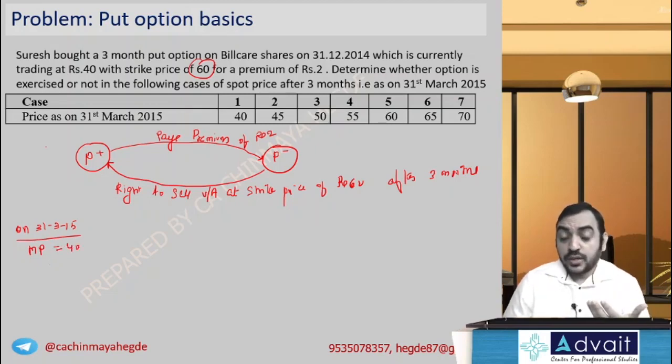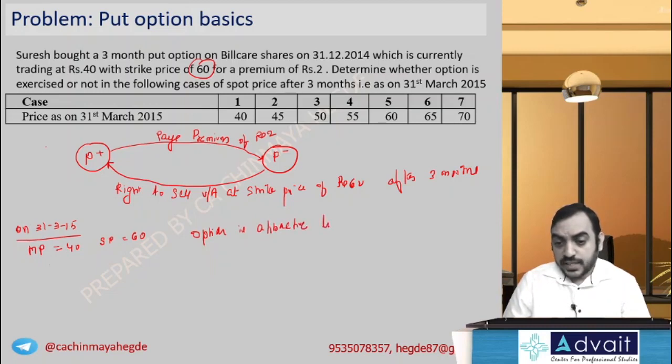Now, as a put option holder, your intention is to sell. At 40 rupees you could sell in the market, or at the strike price in the option, which is agreed at 60 rupees. At what price would you like to sell? You go to the market and sell it at 40 rupees, or come to the option and sell it at 60 rupees. Option is attractive to sell, because you get 60 rupees.